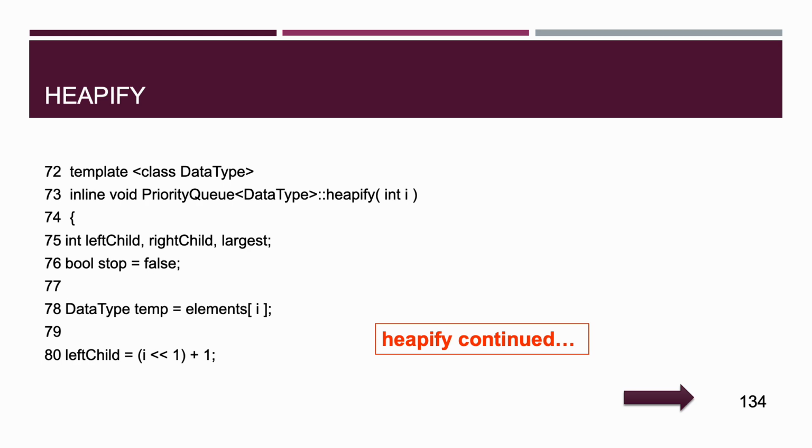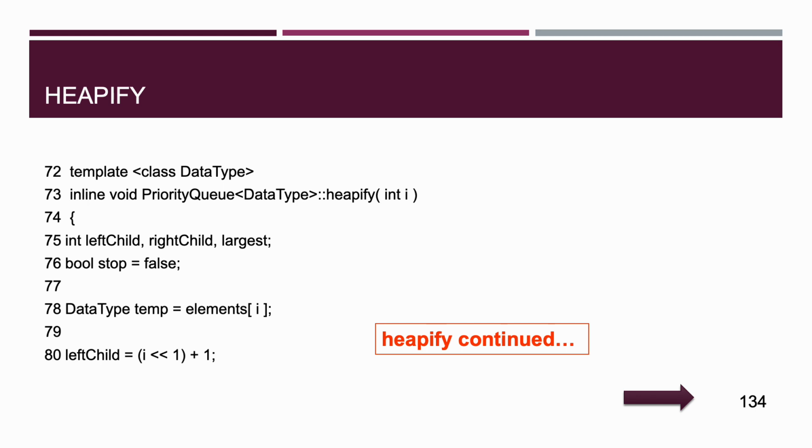Next we have heapify. First we are using a template declaration and then an inline definition. The inline keyword suggests that this method is small and may be expanded directly in the calling code to reduce function call overhead, improving performance. Then variable initializations, like leftChild, rightChild, largest. Then child calculation. The index of the left child is calculated using the formula, which is equivalent to 2 multiplied by I plus 1. This is a fast way to compute the left child index in a binary heap represented as an array.